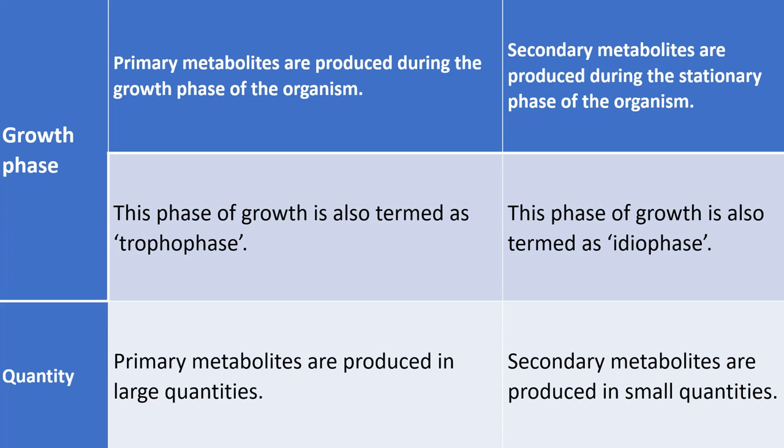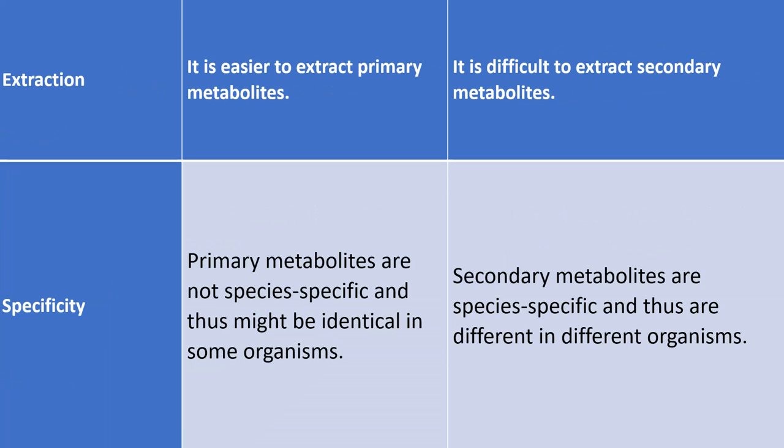Then in case of quantity, primary metabolites are important for growth and development, and these are the important factors of any organism. For growth and development, these primary metabolites are essential, so they are produced in large quantities, and secondary metabolites are produced in small quantities. Since primary metabolites are produced in large quantities, we can easily extract them. So primary metabolites are easier to extract than secondary metabolites. It is difficult to extract secondary metabolites.